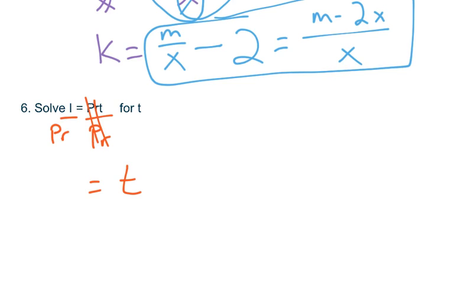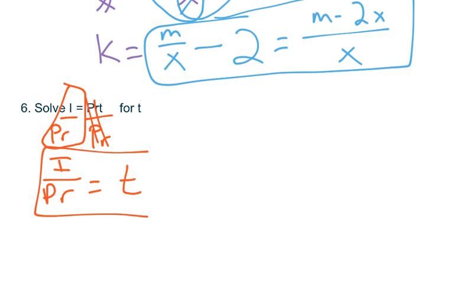And then I over pr. We have no idea what I, what p, and what r are equal to, so we just have to leave it as I over pr. That's actually our final answer right there.